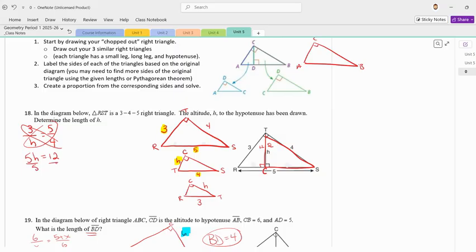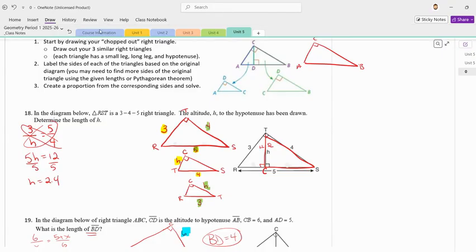And then when we divide out, we should get 2.4 is H. And if you use the other triangle, the one on the bottom, we have sides of 3 and H. And if you notice, when we look at the big triangle, we have sides of 5 and 4 that are in the same positions.